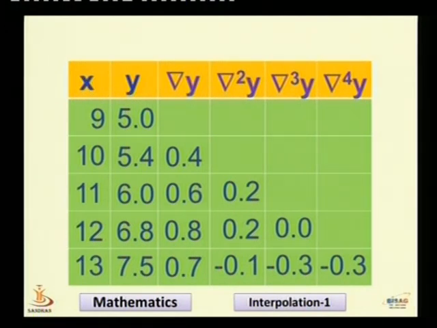Now as you can see, when there are 5 data points, we have to evaluate only up to nebla raised to 4, and the table takes the form of a lower triangular matrix.